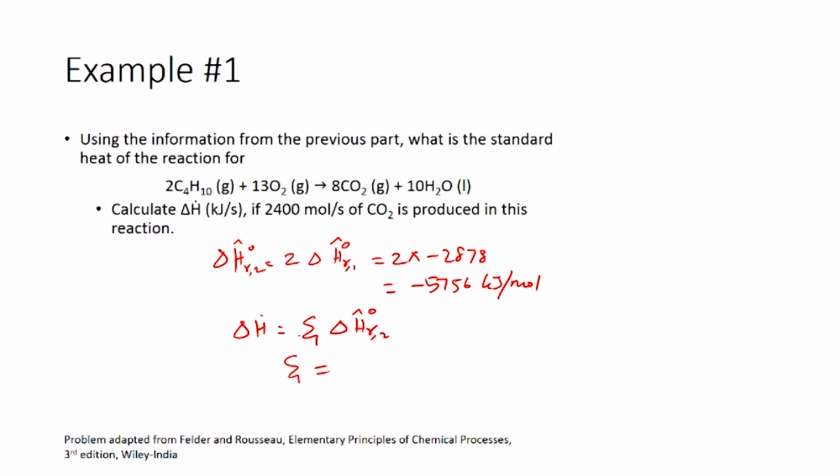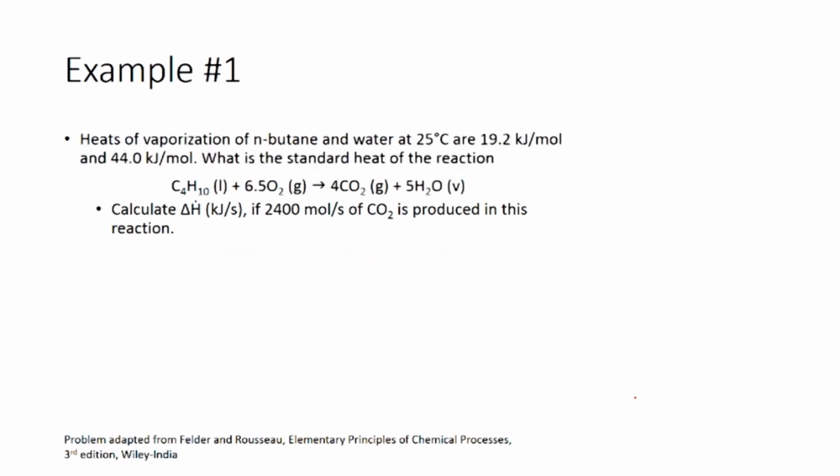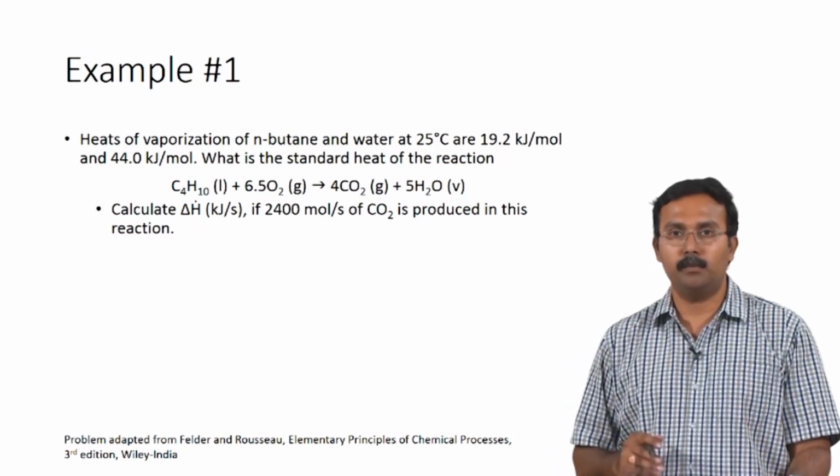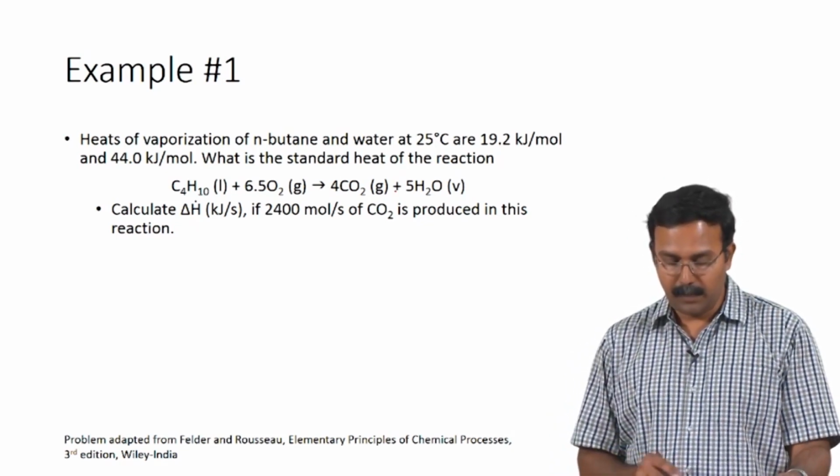The value we have for the extent of reaction would be 2400 moles of carbon dioxide produced divided by the stoichiometric coefficient, which is 8, giving us the extent of reaction as 300. Therefore, your delta H dot would not change from the previous value, which is minus 1.73 times 10 power 6 kilojoules per second. So, the extent of reaction has changed in a way that delta H dot does not have to change. The last aspect for this problem is that we have the phase change happening.